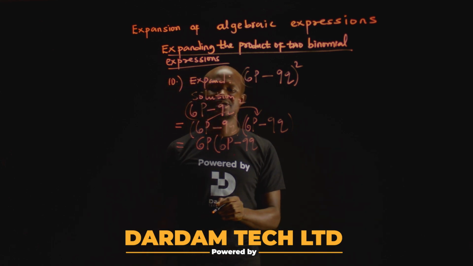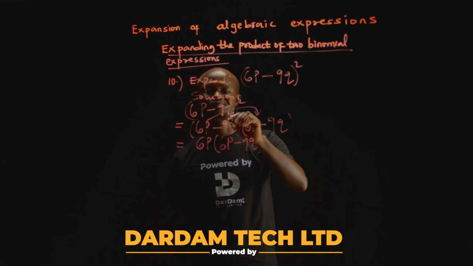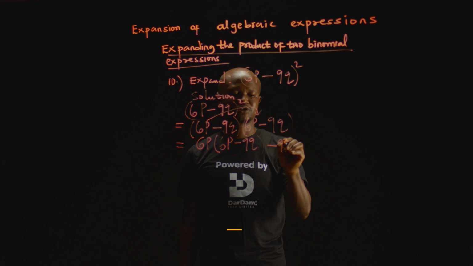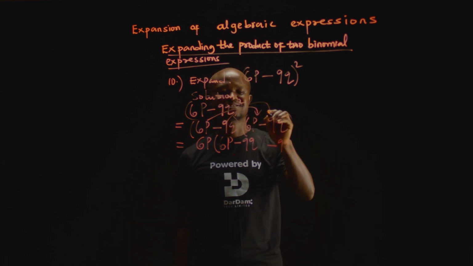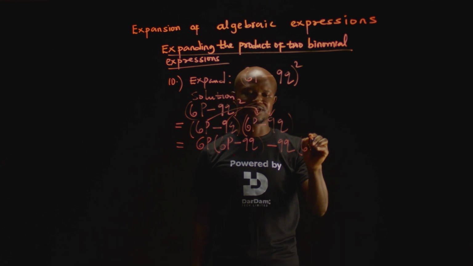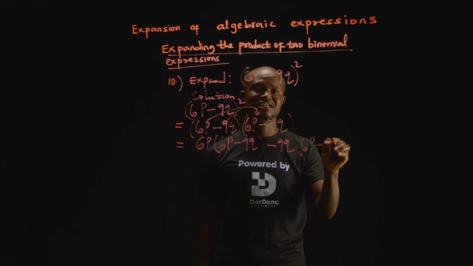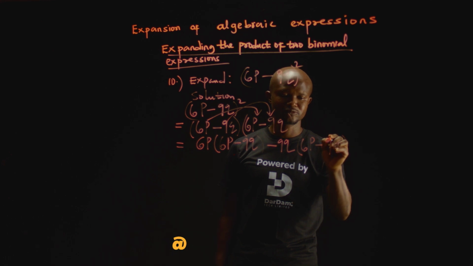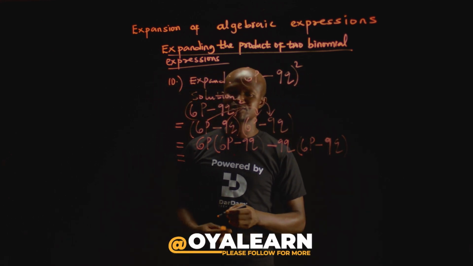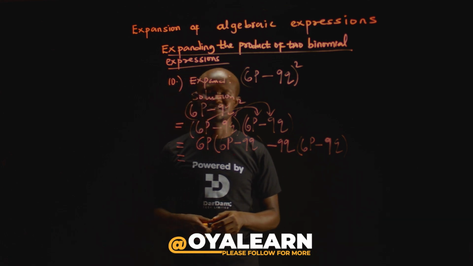Now we use the second term in the first binomial expression, which is minus 9q, to multiply the whole of the second binomial expression, which is (6p - 9q). Now, the next thing is to expand the brackets.